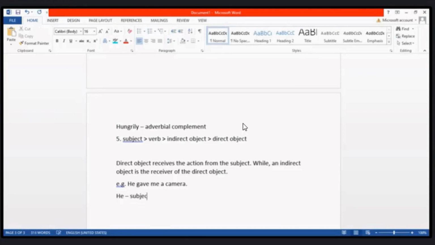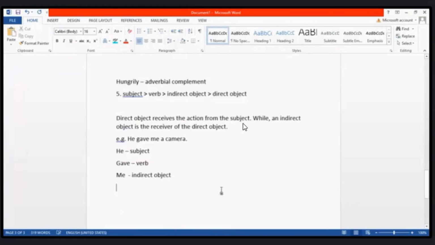All right, then we've got here gave is the verb, then we've got me, which is the indirect object. Okay, indirect object, and camera is the direct object. Now in this case, as you can see here from this statement, the direct object receives the action from the subject. This camera, the action is received for the camera.